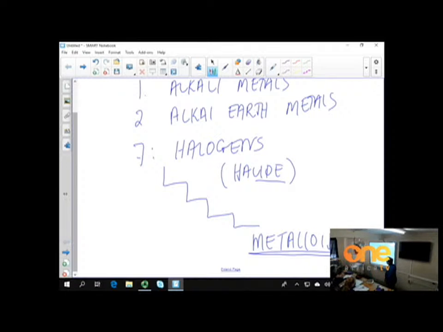Yes, both sides, up and down. The ones that touch the step. All right. So we just say on or near the step? On or near the step.